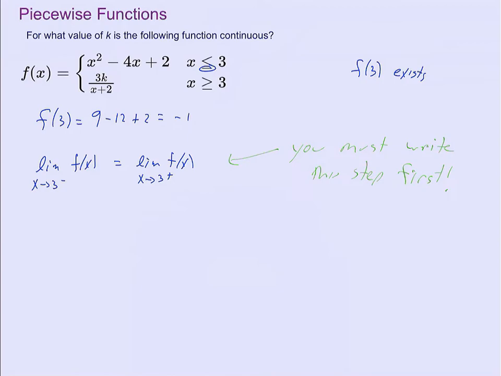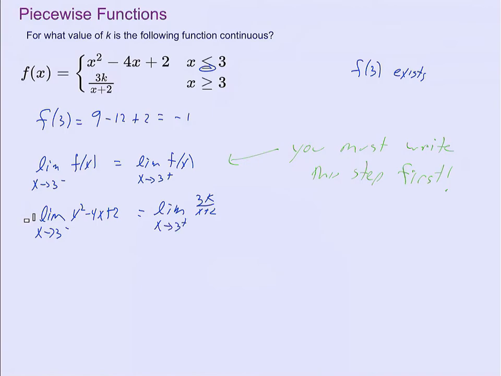Okay, so the limit of f of x as x approaches 3 from the left is easy. In fact, I've already done it. We can do direct substitution for that one. It is -1, right, we can plug the 3 into f of x. If you want, you can write this step down. I would say you don't really have to. The limit of x squared minus 4x plus 2 as x approaches 3 from the left needs to equal the limit as x approaches 3 from the right. We would be following the rule 3k over x plus 2. So we need these two limits to equal each other.